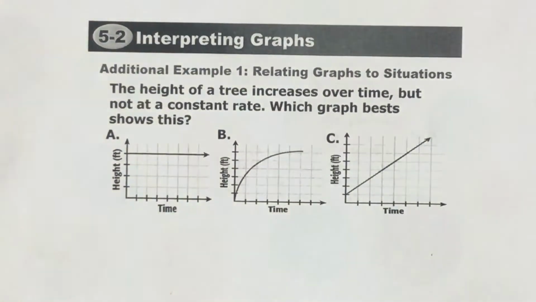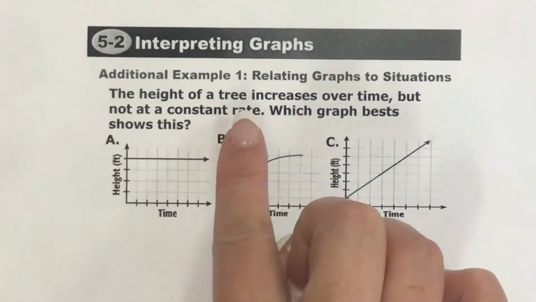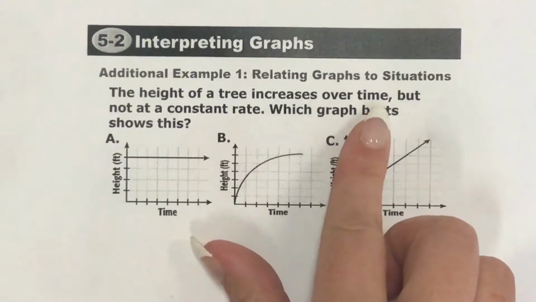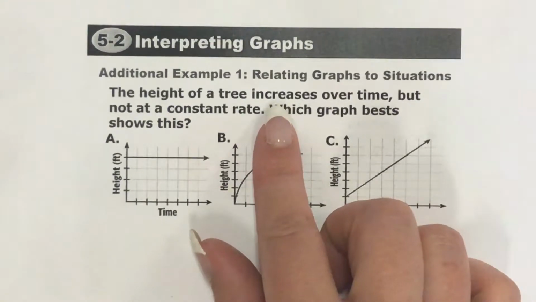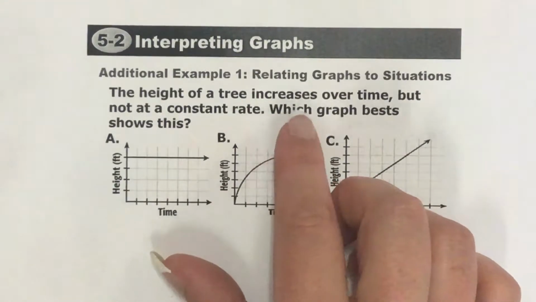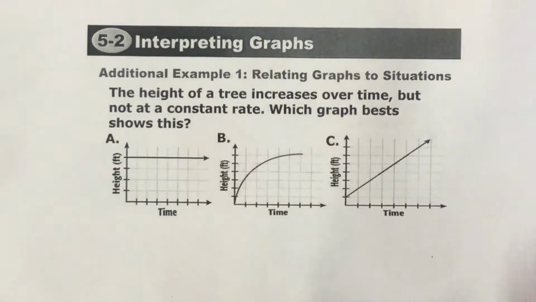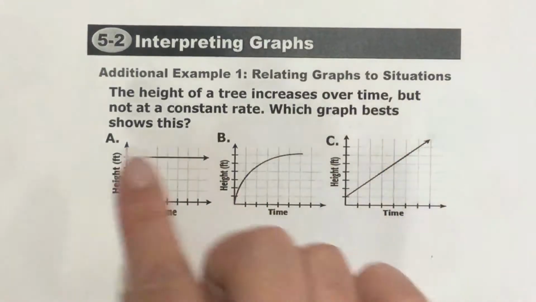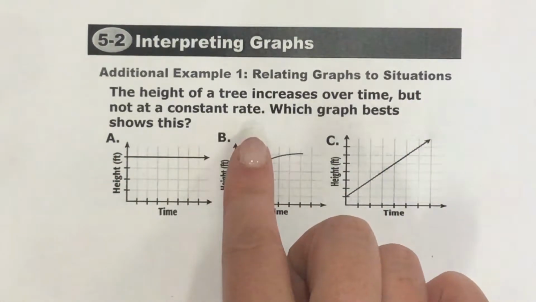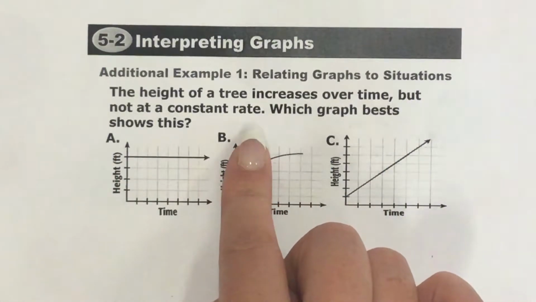So let's go ahead and read it. It says the height of a tree increases over time. That means that the height of the tree would be kind of small, and then over time it would get bigger, so the height would grow as time increases. But not at a constant rate. So it doesn't increase at a constant rate.